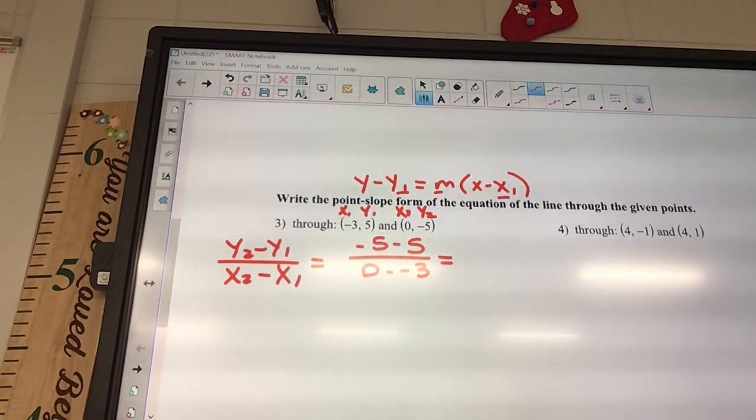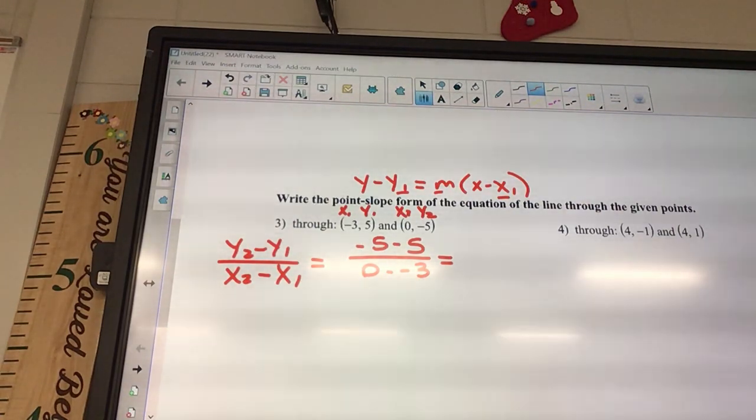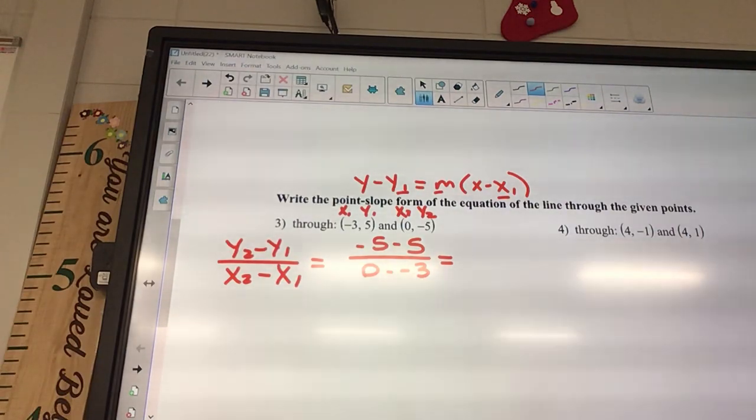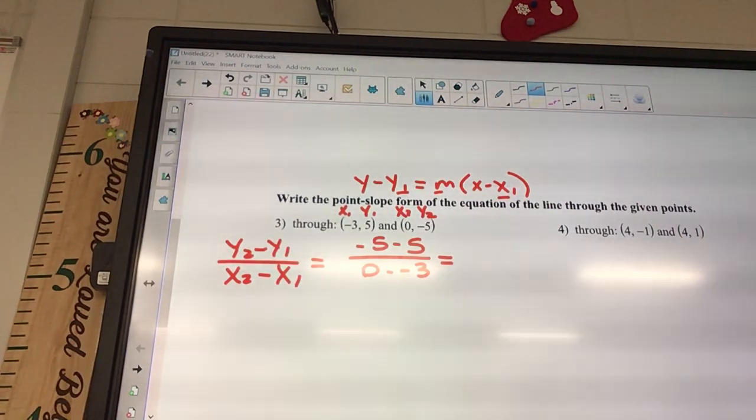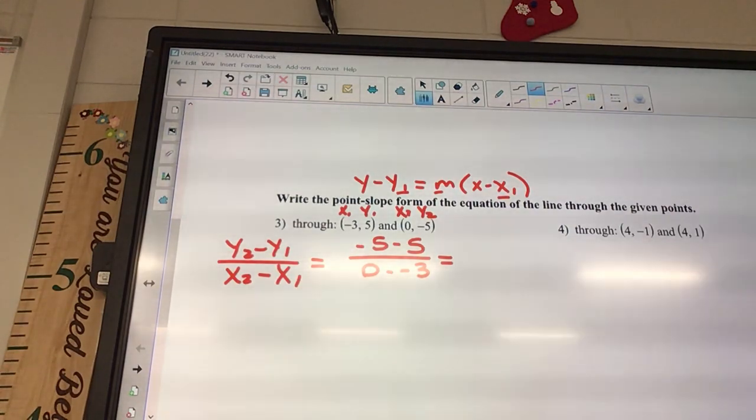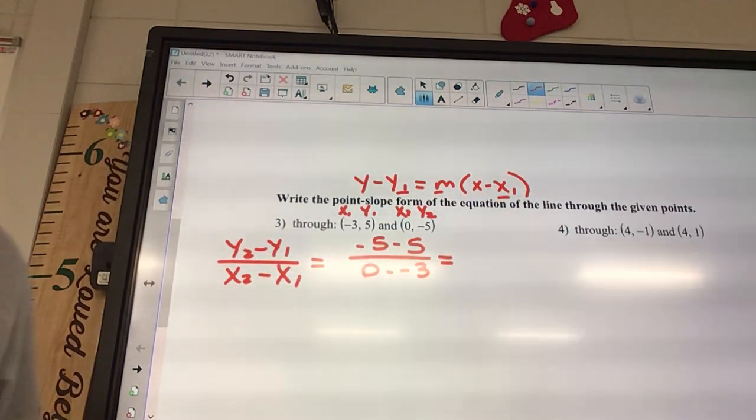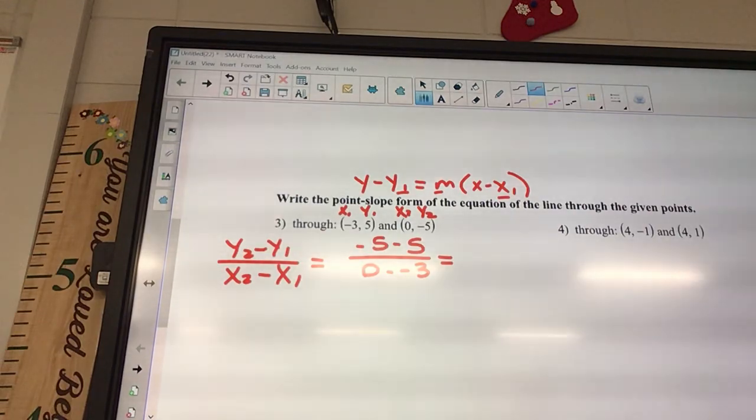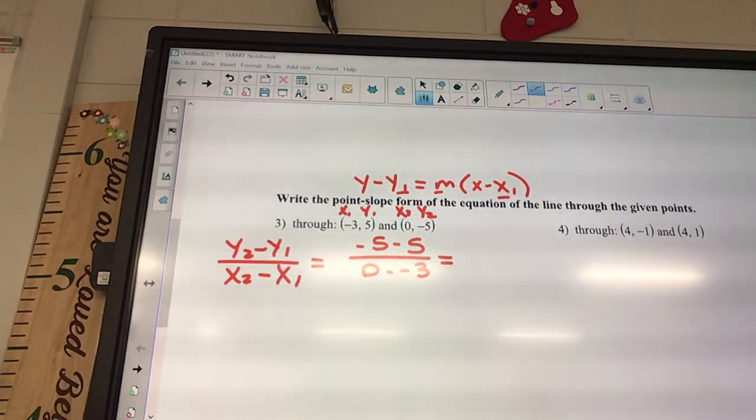Type that in your calculator, see what you get. You need to do it on a calculator. For some of you guys that do it in your head, that's fine, but you need to reduce that fraction.